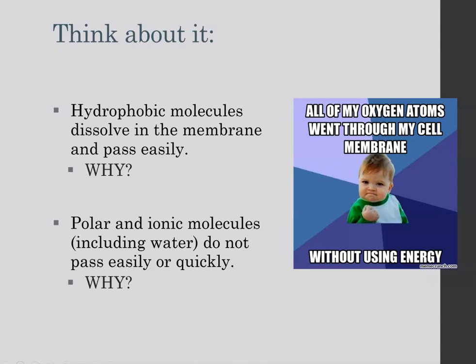So we're going to talk about some specific molecules and how those molecules move across membranes. I'd like you to pause, take out a sheet of paper, and try to answer these questions based on the information that I've given you about the physical characteristics of a plasma membrane. So hydrophobic molecules dissolve in the membrane and pass easily without the help of any sort of transport molecule. Why is that? Polar and ionic molecules, including water, don't pass easily or quickly.